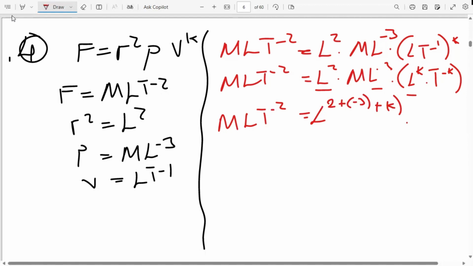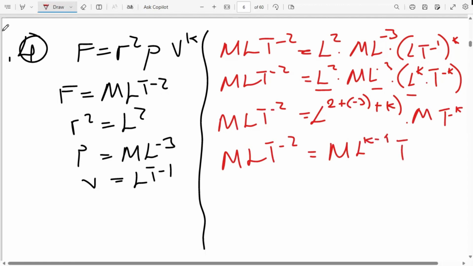And what else do we have? We have M, which I was supposed to write at the beginning. Then we also have T to the power minus k. This is what we have here. M L T to the power minus 2 will be equal to M L to the power k minus 1 and T to the power minus k.